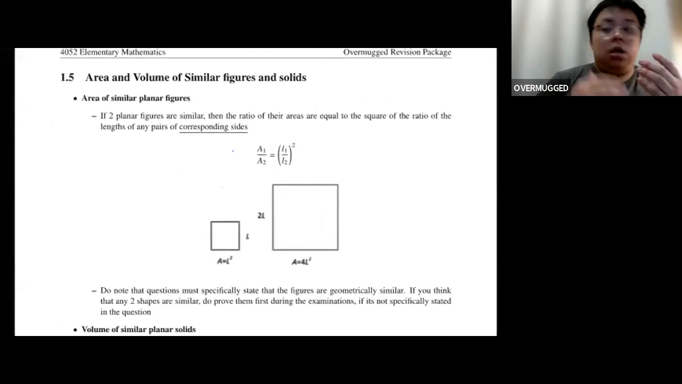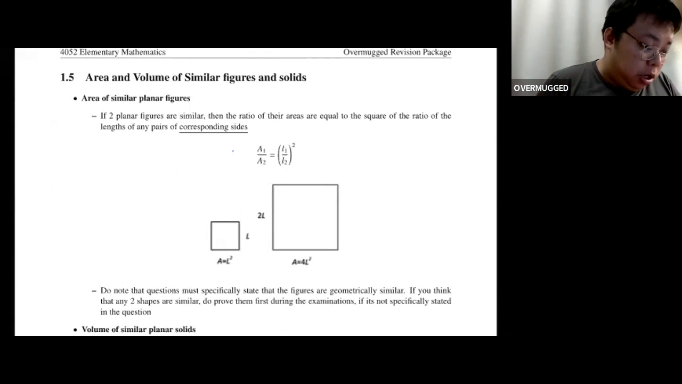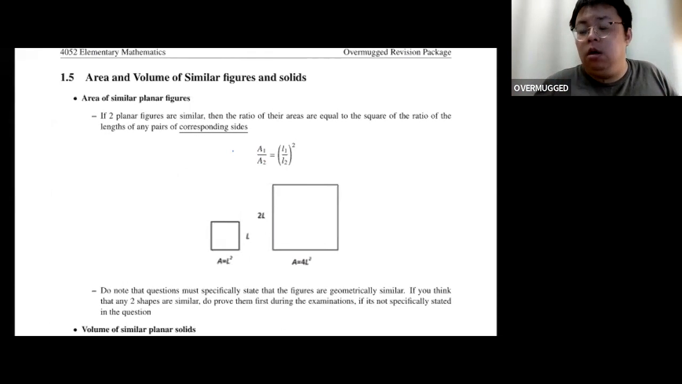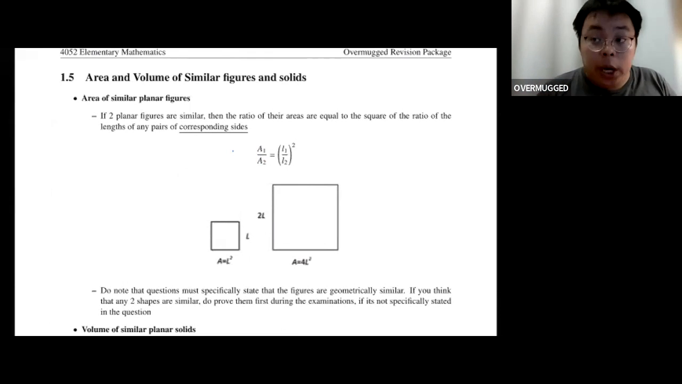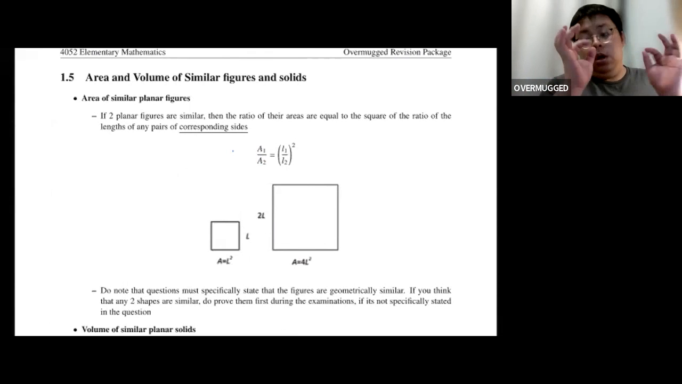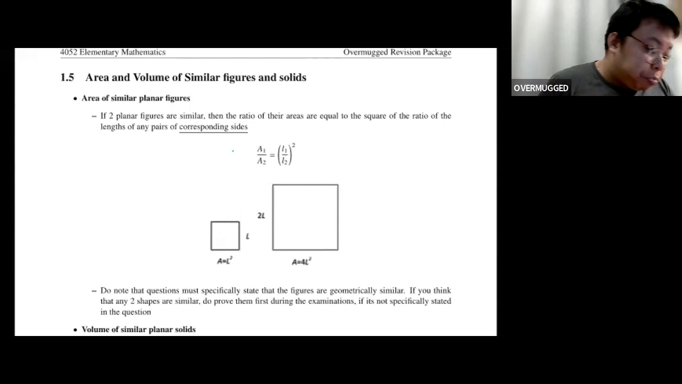When we are looking at planar figures, which means 2-dimensional figures, and the question says that the figures are geometrically similar, I'm going to repeat that point again. The question must say that the triangle or whatever figure is geometrically similar. If the figures are geometrically similar, then we can use the formula A1 over A2 equals L1 over L2 squared. I repeat again, the question must state that these planar figures are similar. The question will say geometrically similar.